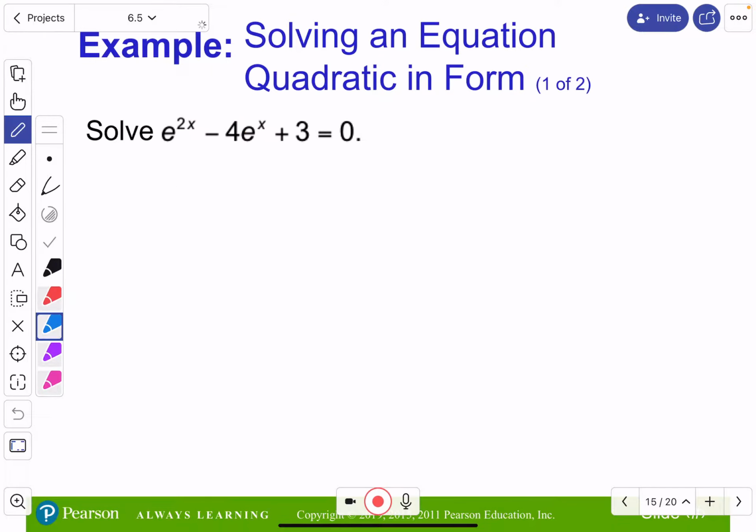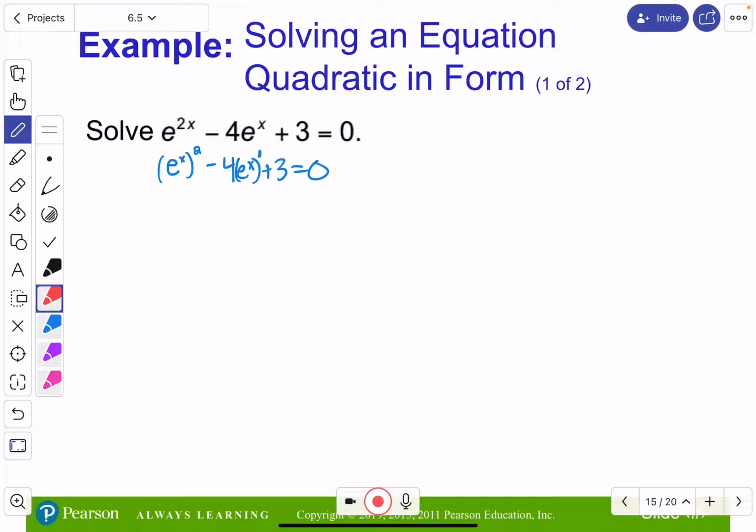All right. So here's another one. Why don't you try this? Pause it, or you can just watch. So if we rewrite it like this, now it looks like a quadratic, because we have a 2 and a power of 1.